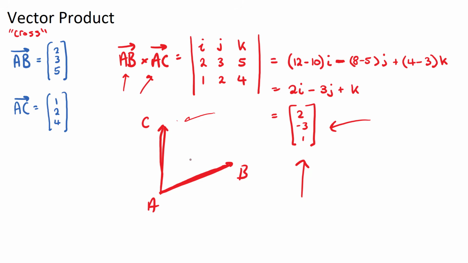It should be pointing up out of the screen, and that tells you the direction of this vector product resultant, because we know that this should be perpendicular to both of these, and if it starts here, it's either going to come out of the screen or into the screen, and for this case it will be coming out of the screen.